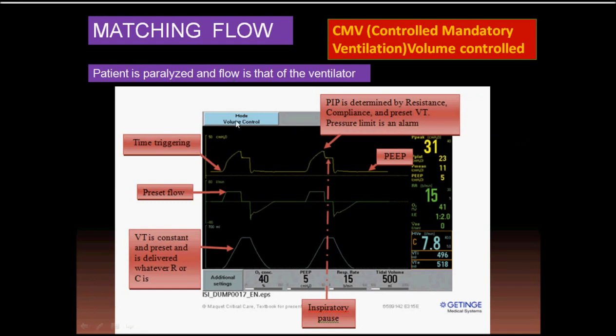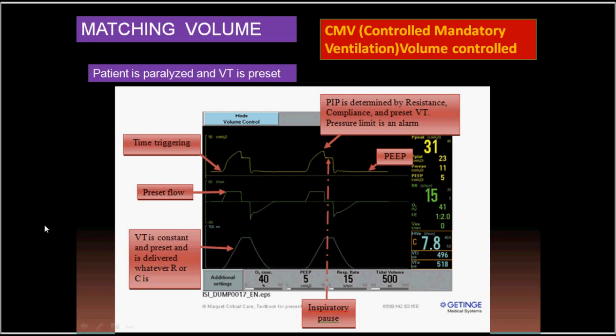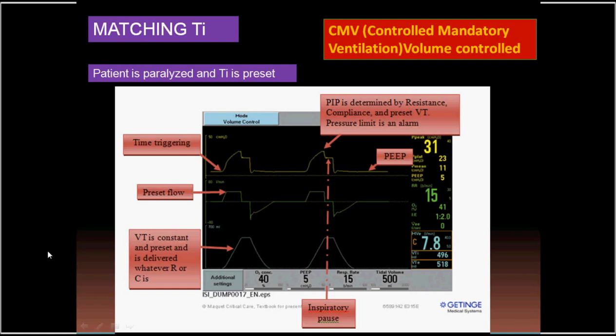When you come to matching the flow, for sure, the patient is paralyzed. He is not making any effort on the ventilator. So the flow is that of the preset flow, preset by the machine, by the physicians. It's not the patient. The patient has nothing to do with the flow. The same thing for the volume. It is a preset volume. There is nothing for the patient to do with this, as the patient is paralyzed.